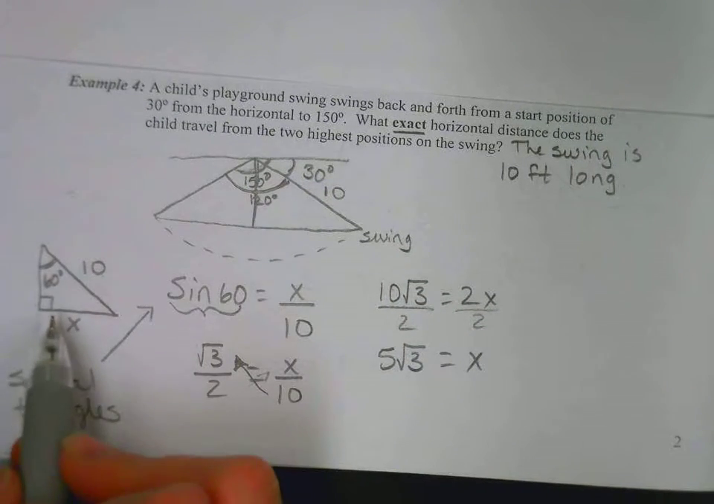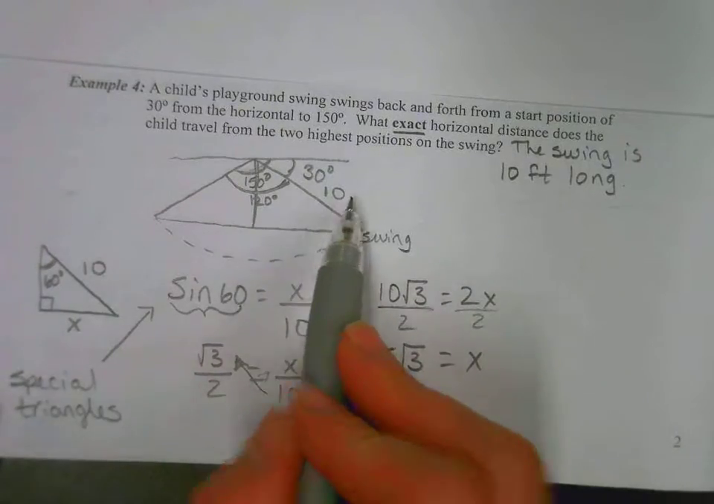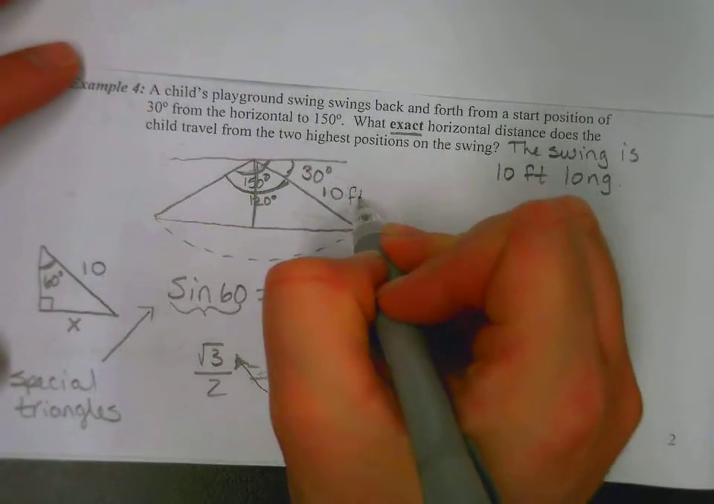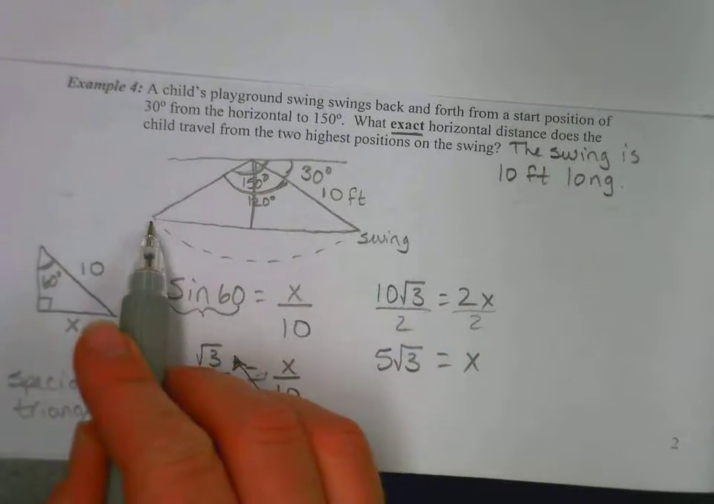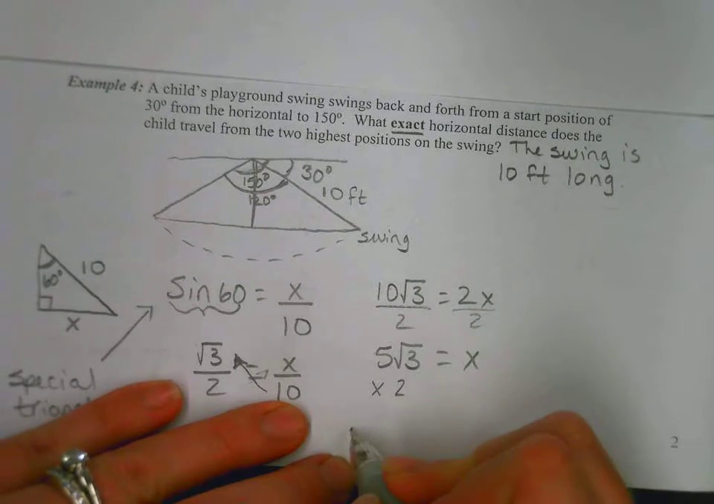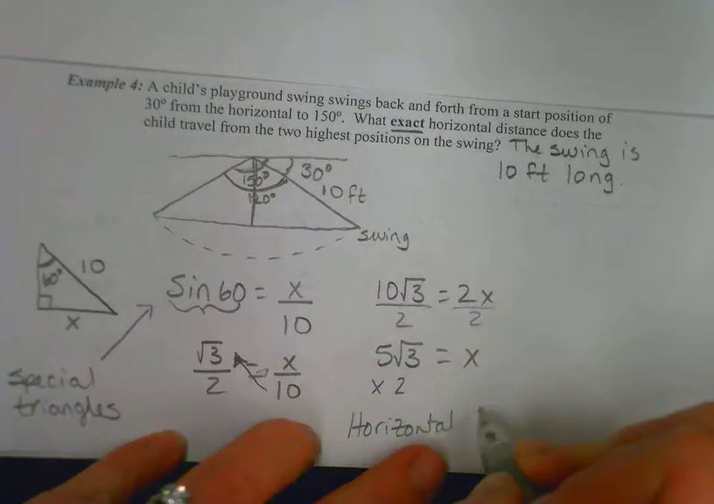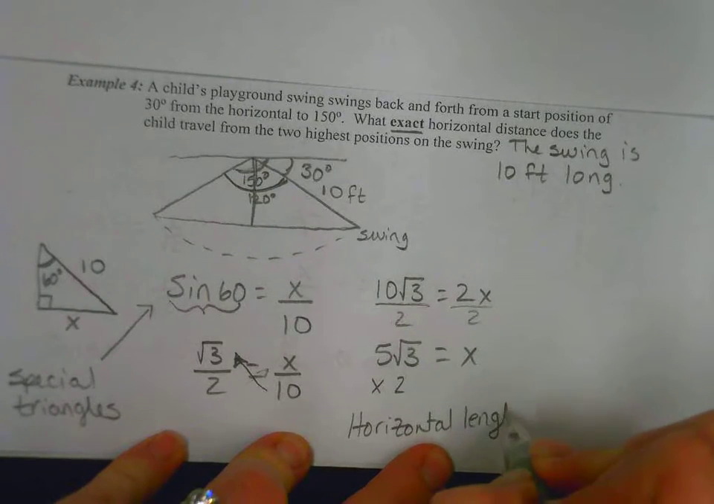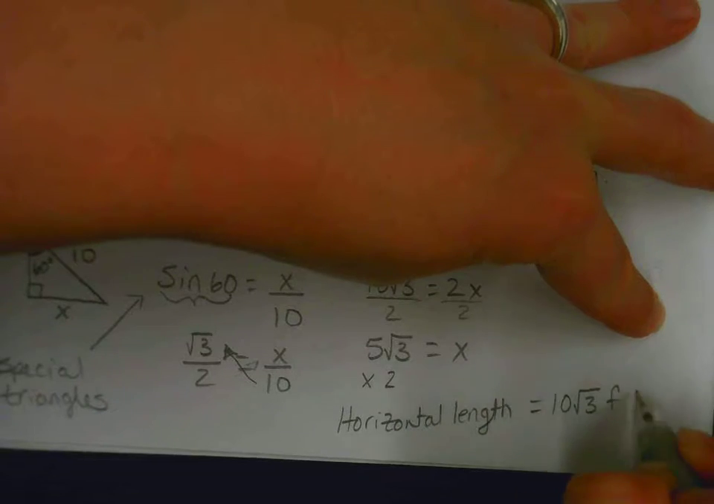So the distance of this x value would be 5 root 3 feet, because that is the units of our swing. But I want to find the entire distance, so I need to double that length. So if I double this length, the horizontal length that the swing is moving over would be 10 root 3 feet.